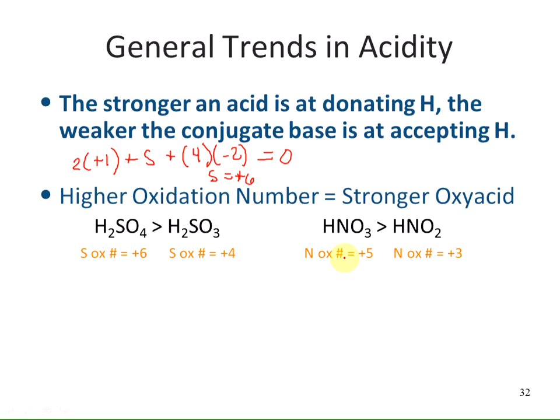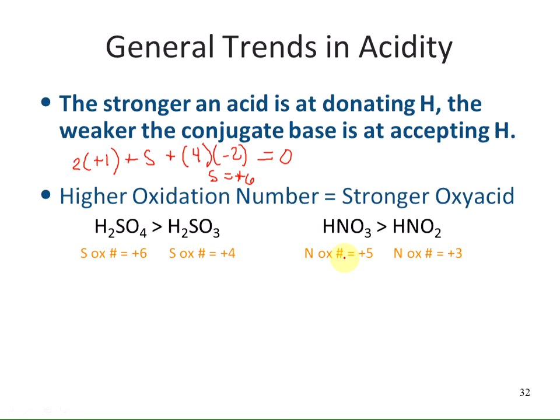It has a very high positive charge, so it's going to want to pull electron density towards it, and as it pulls electron density towards it, it causes the proton to be more acidic. So the higher the oxidation state of that central atom, the more acidic the protons are going to be in those oxyacids.